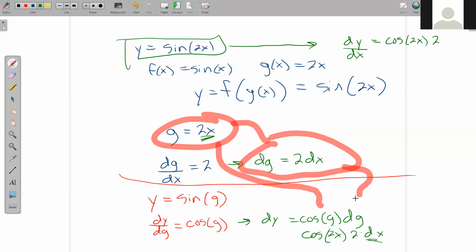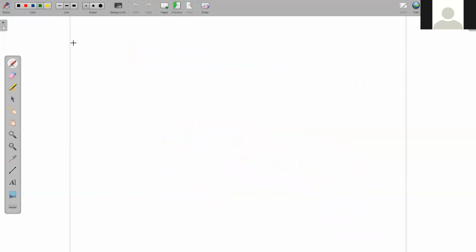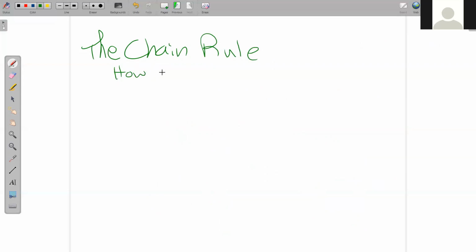So what happened here? Here's the summary. This is called the chain rule for calculus. And what the chain rule tells us is how to take derivatives of composite functions.